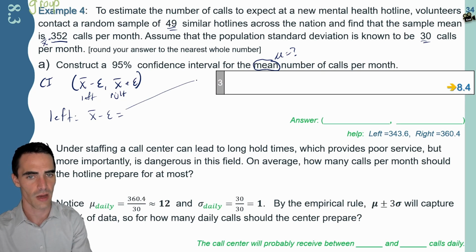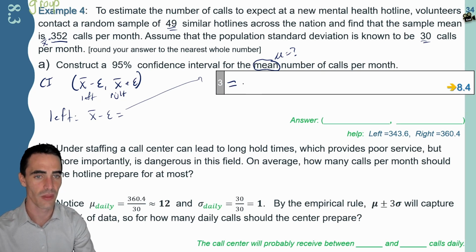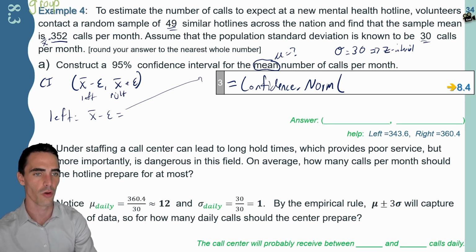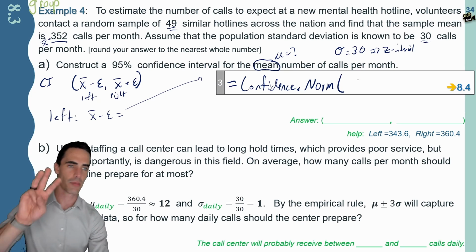For the margin of error, that's where we'll need a little bit of Excel. And I'll start it like this. Equals, we should write CONFIDENCE.NORM. You might be asking yourself, why are we doing dot norm? Well, I know what the population standard deviation is. It says it's up top at 30 calls per month. And so that's going to dictate, I know I'm doing a Z interval, which Z intervals are dot norm, or normal distribution.